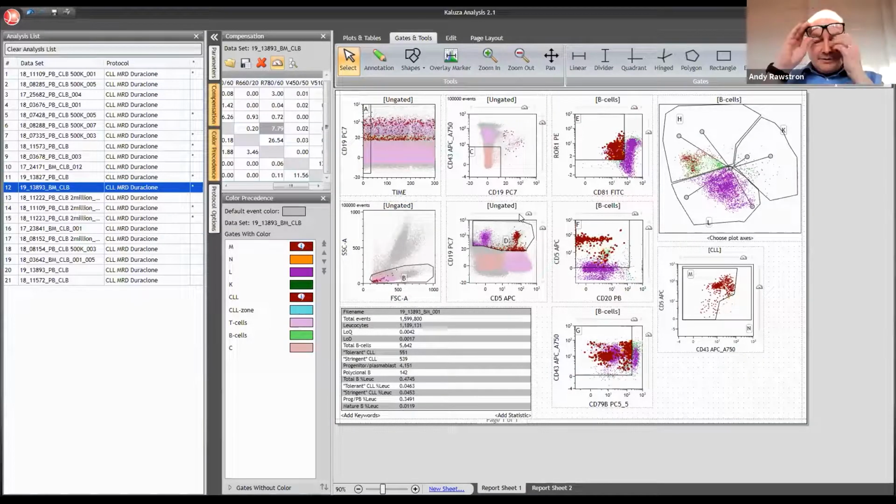Okay, so I couldn't find a good example with the bone marrows. The sample quality, unfortunately, was very poor on this one, but it's another one where once you get in, those.